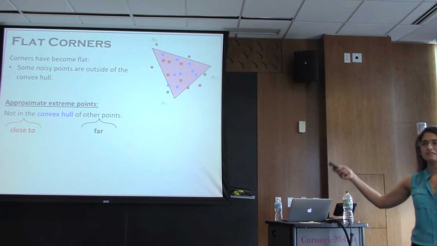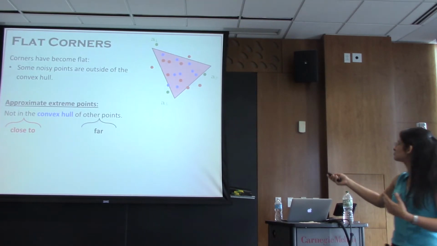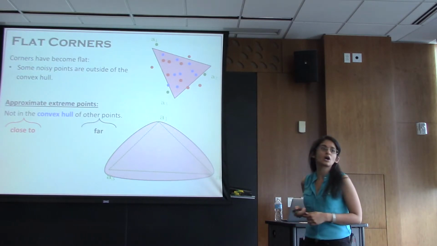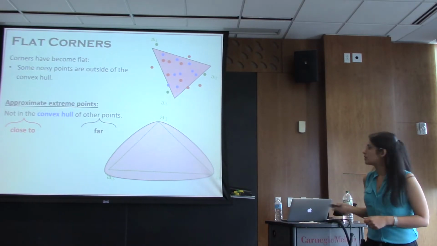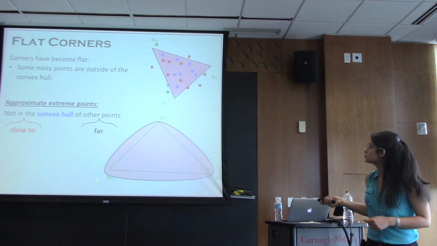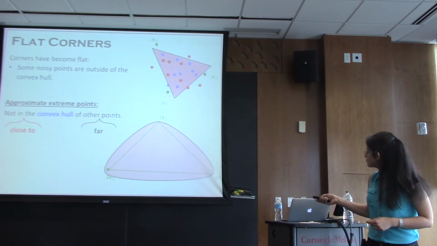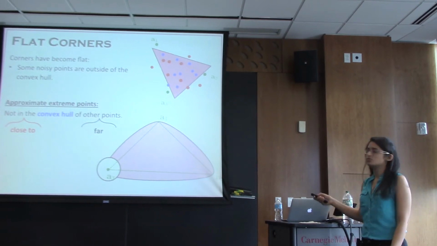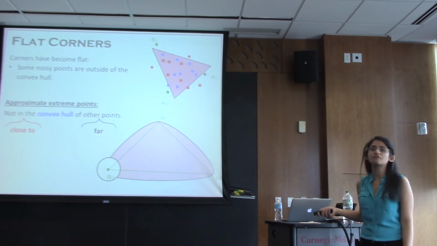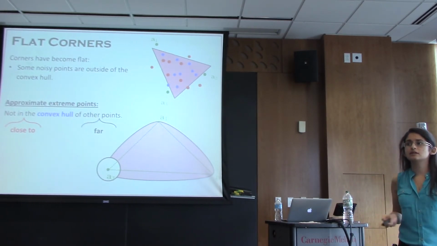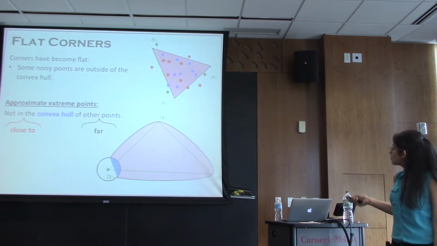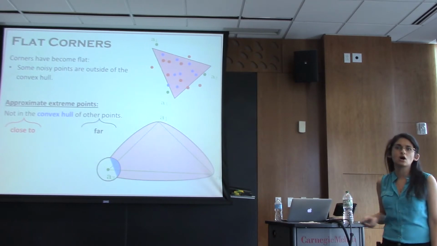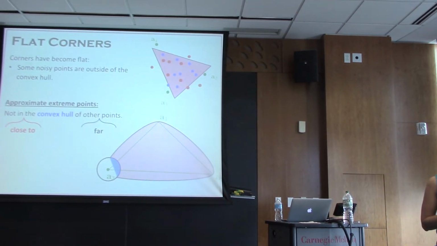Let me just explain it to you on an example. So if this is the flat convex hull that I have, these corners, I want to be able to distinguish them. So let's take a point at this corner, and let's get rid of any point that's close to it. Now we are only considering points that are far from it. And let's look at the convex hull. So in addition to whatever was here, this blue area is also the convex hull of these far points.